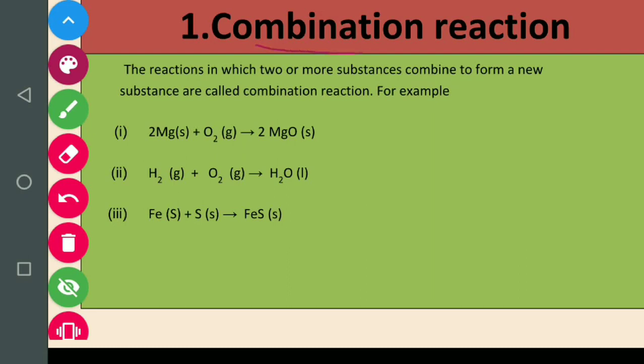Now first, the combination reaction. As the name suggests, it is combination, meaning combining of two or more substances. Let's see the definition. The reaction in which two or more substances combine to form a new substance is called a combination reaction. For example, magnesium plus oxygen gives you magnesium oxide. Here there are two substances, magnesium and oxygen. They combine together and form a new substance known as magnesium oxide. Similarly, most commonly, hydrogen plus oxygen, when combined together, gives you water. And third, iron plus sulfur gives you iron sulfide.